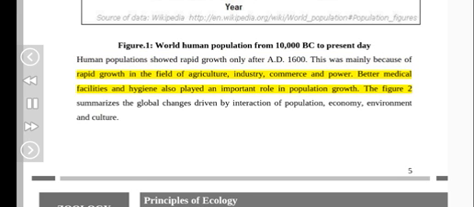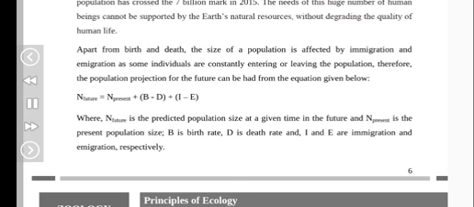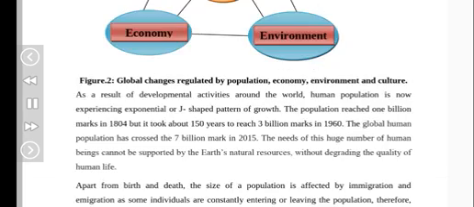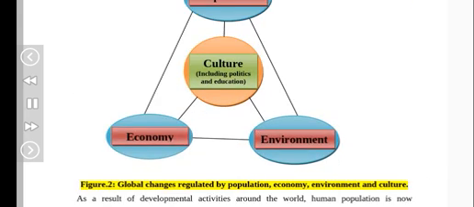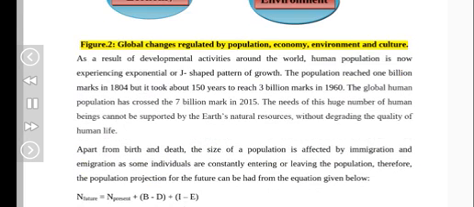Better medical facilities and hygiene also played an important role in population growth. Figure 2 summarizes the global changes driven by the interaction of population, economy, environment, and culture, including politics and education. Global change is regulated by population, economy, environment, and culture.